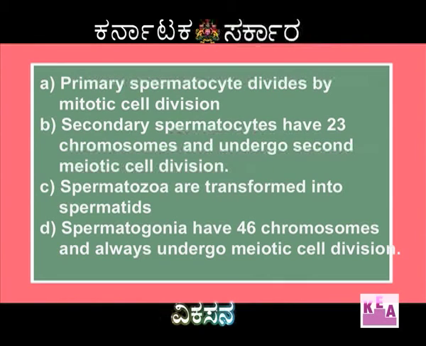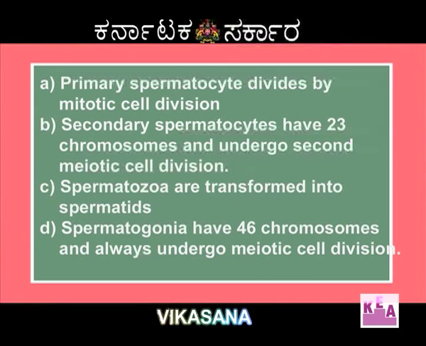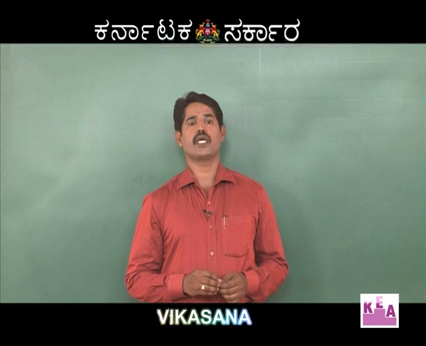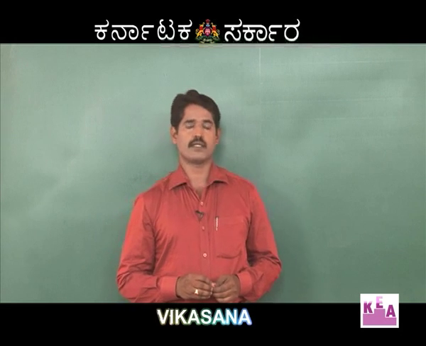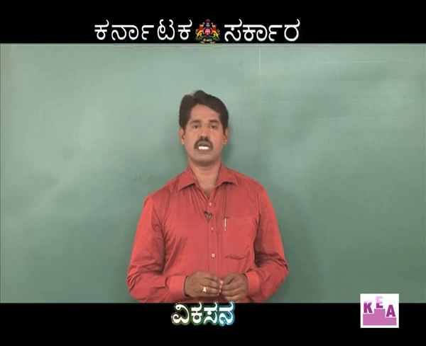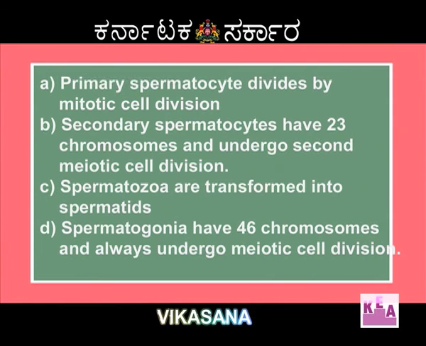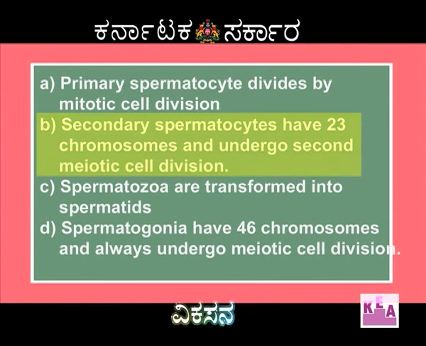Spermatozoa are not transformed into spermatids; you know that the spermatids give rise to spermatozoa. The fourth option: spermatogonia have 46 chromosomes and always undergo meiotic cell division. Here, dear students, spermatogonial cells undergo both mitotic as well as meiotic cell division, not only meiotic division. As a result, the correct option for this question is B: secondary spermatocytes have 23 chromosomes and undergo the second meiotic cell division.